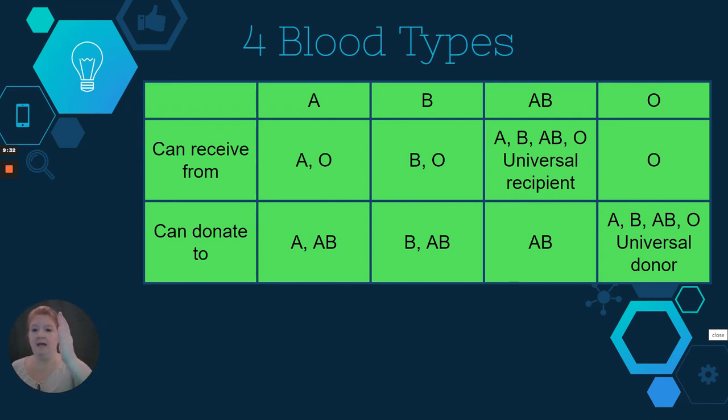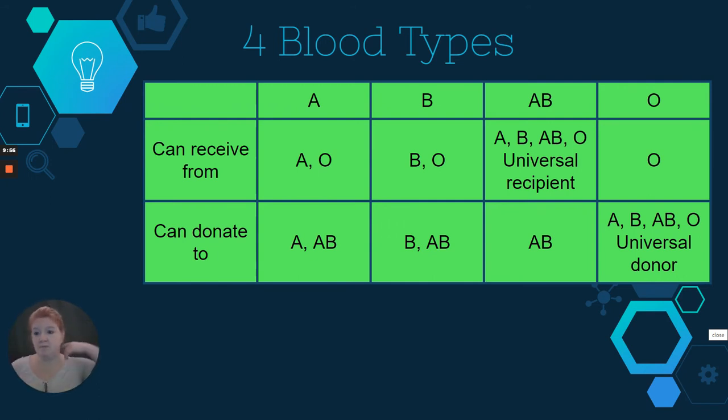Then A can get blood from A, also O because everybody can. B can get blood from B, but also O because everybody can. But now you see what they can donate to. A can donate to A and then AB because there's an A there, and B can donate to B or AB. So this chart maybe helps it make a little bit more sense.